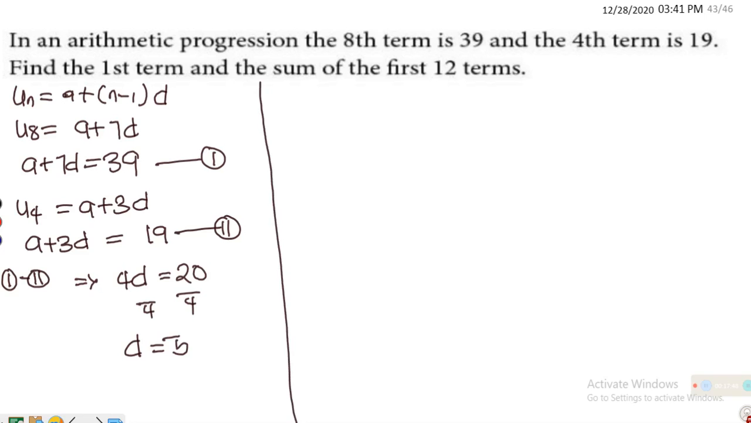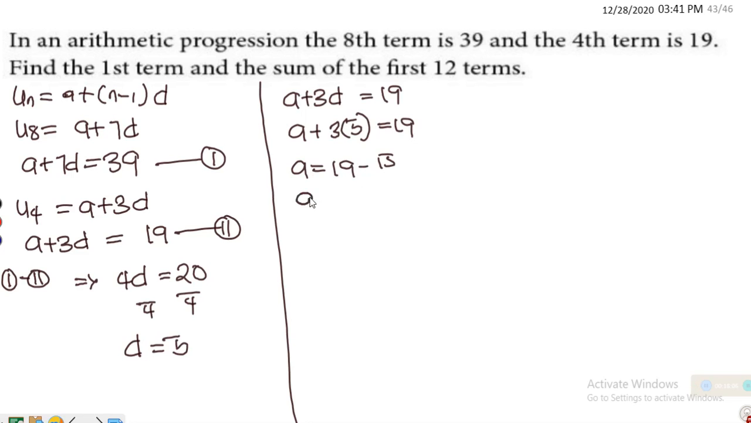Okay. Now substituting 5 in equation 2 to find a, we have a plus 3d equals 19. So a plus 3 times 5 equals 19. So a equals 19 minus 15, which is 4. a equals 4. So we have found the first term: first term equals 4.